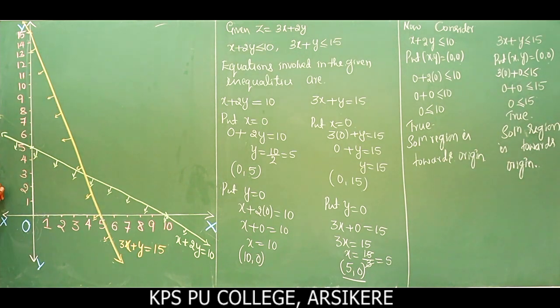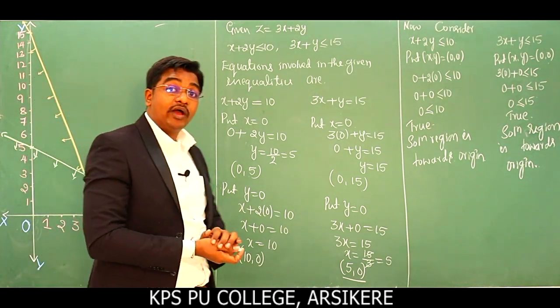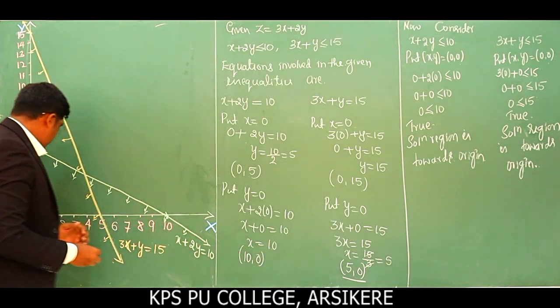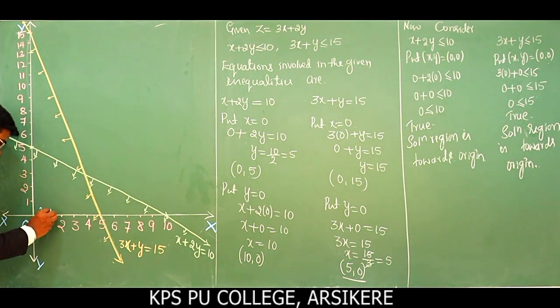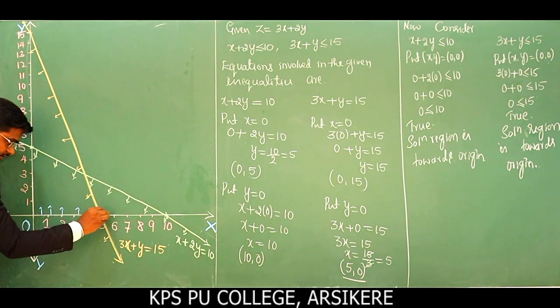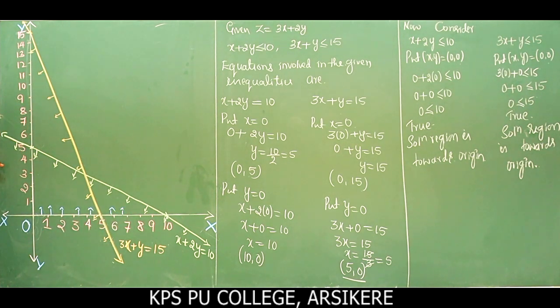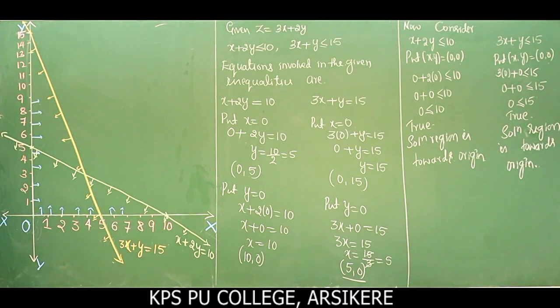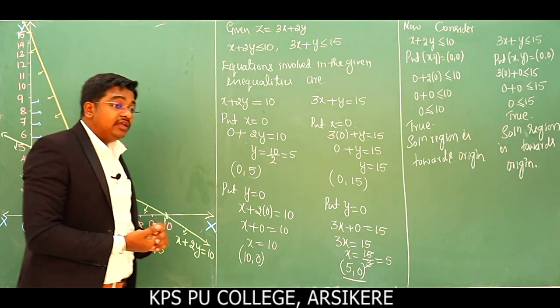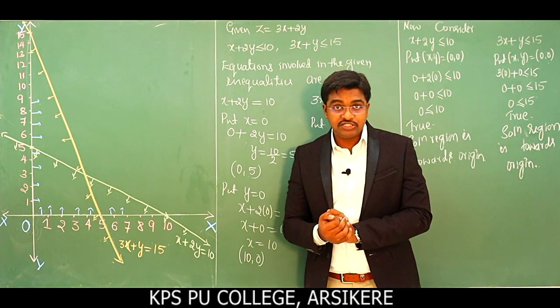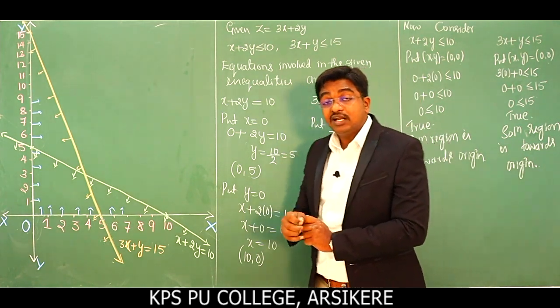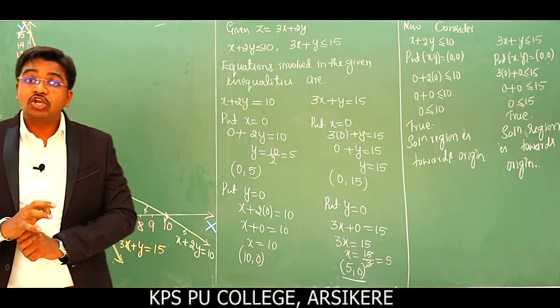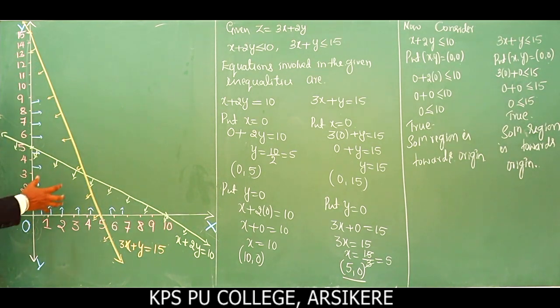Clear? Next, for the inequalities x greater than or equal to 0 and y greater than or equal to 0, I will draw them. x greater than or equal to 0 and y greater than or equal to 0 are in the first quadrant, to the right of the origin for x, and above the origin for y. Next we need to determine the feasible region. The feasible region is the region determined by all the constraints including non-negative constraints. So we need to find the common region.